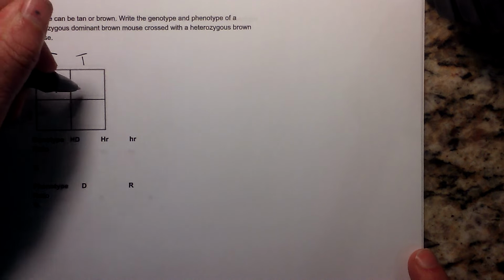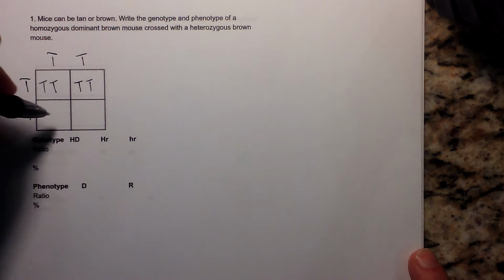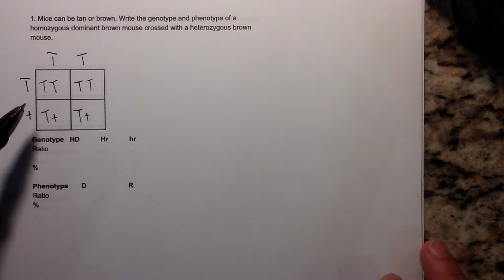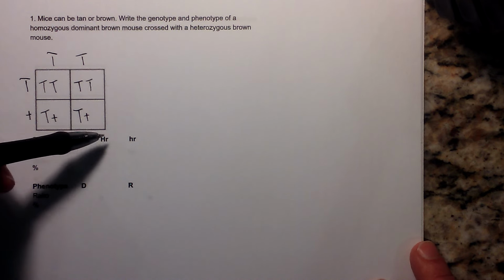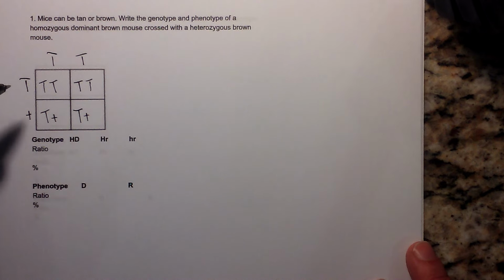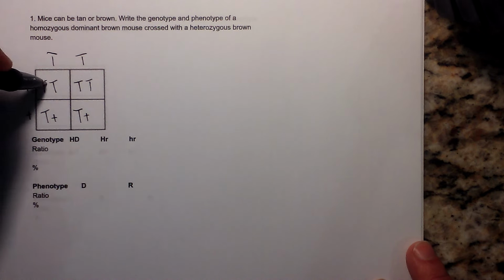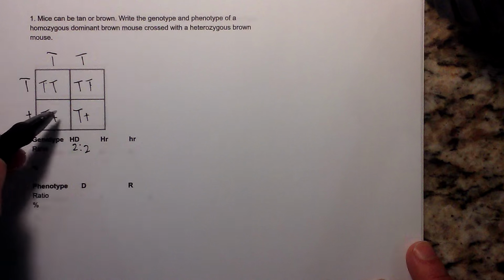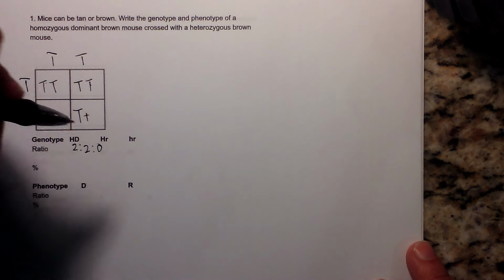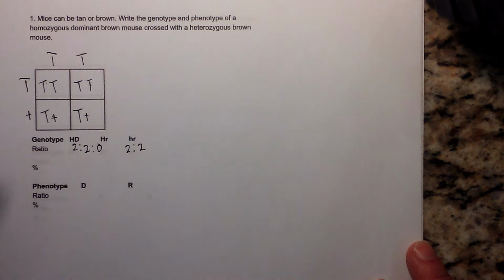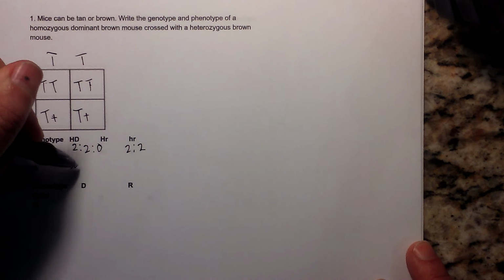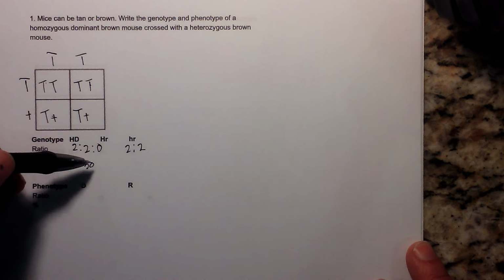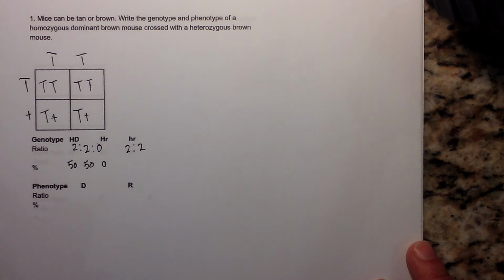I'm going to fill in the boxes and let's make sure I do this correctly. And it looks like we have this. So now I'm going to write the genotype, and I'm going to write it homozygous dominant, heterozygous, homozygous recessive. So homozygous dominant, I have 1, 2. And then heterozygous, I have 1, 2. And then homozygous recessive, I have 0, so I could write it 2 to 2 to 0. And percents, that would be 50%, 50%, so it'd be 50% homozygous dominant, 50% heterozygous, and then 0% homozygous recessive.